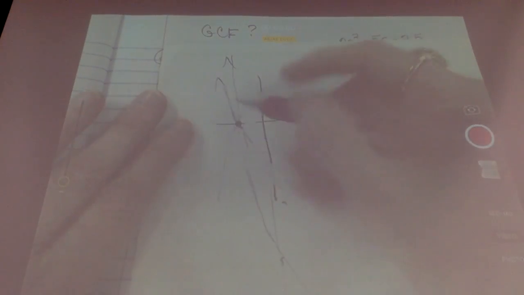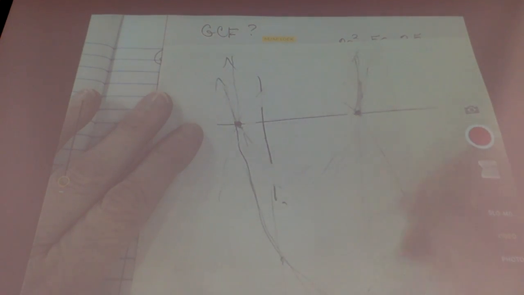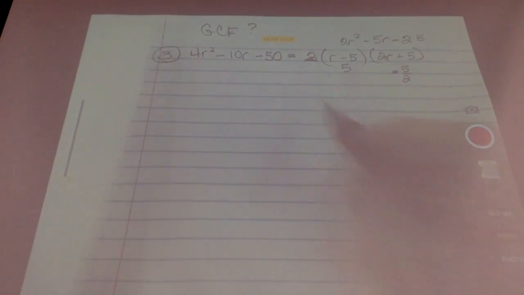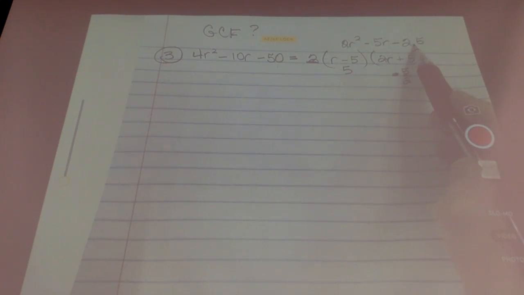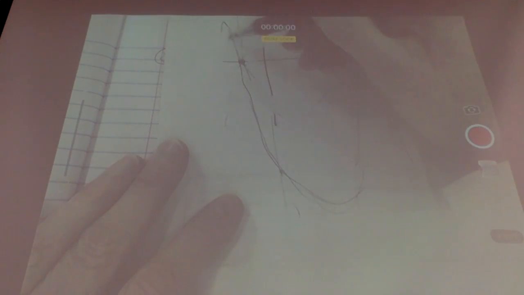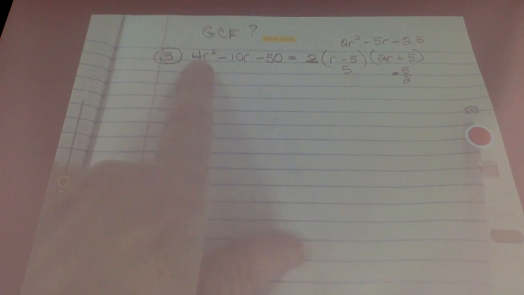Okay. I just estimated, kind of pretended, because I know this one has a y-intercept of -50 if I make them functions, and this one has a y-intercept of -25. So I kind of sketched them. Now look what's happening. This one has an A of 4, and this one has an A of 2. So they both open up.